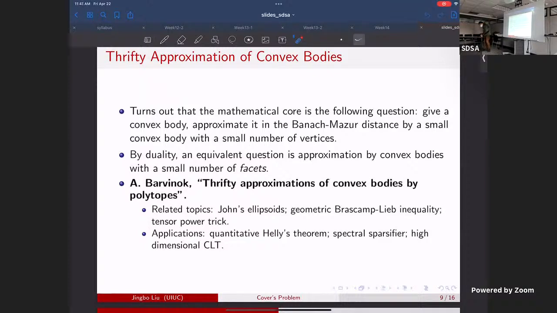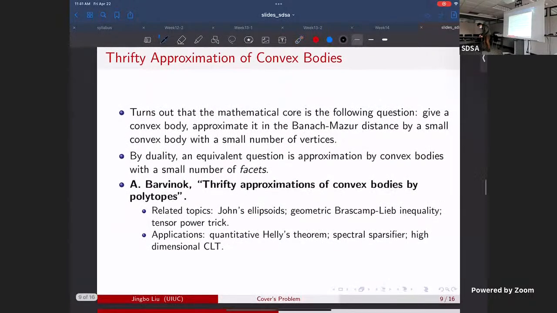I can describe the idea of the Banach-Mazur distance using some pictures. Suppose that I have a unit ball. I want to approximate it using a polygon. Maybe first I can try to approximate it using a triangle. And how do we say that a triangle can be approximated by a ball? What is the notion of distance between the circle and the triangle?